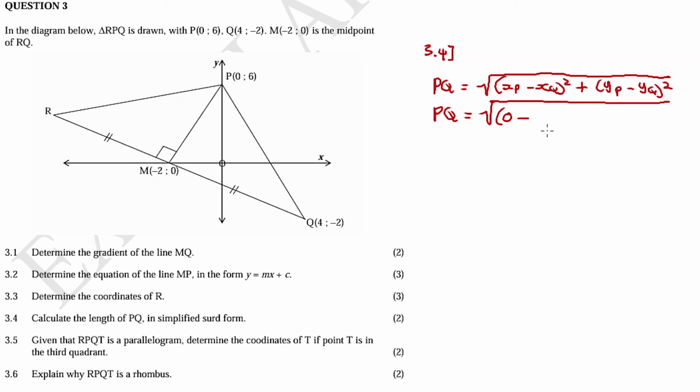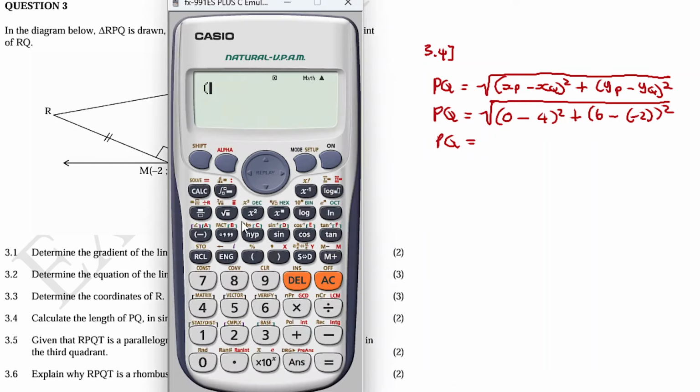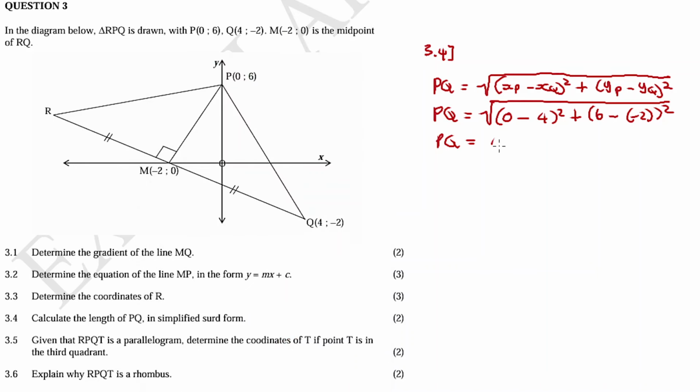xp is 0 minus xq, 4, squared, plus what is yp? 6 minus what is yq? Minus 2. Let's substitute. Then PQ is equal to the square root of (0 minus 4) squared plus (6 minus negative 2) squared. I'm getting 4 square root 5. So this is the distance. This was a giveaway question.